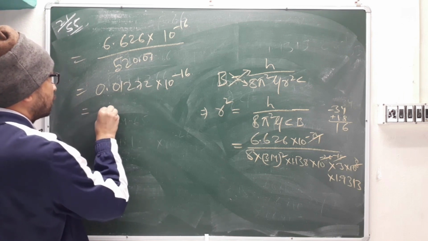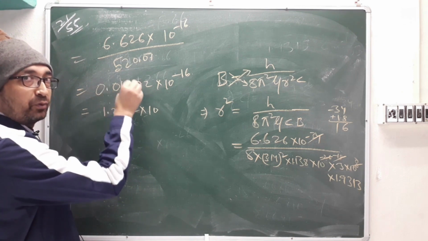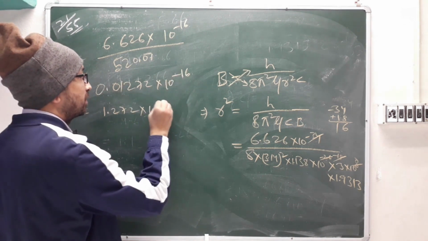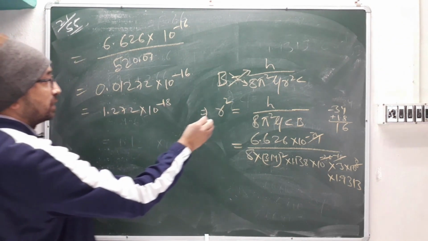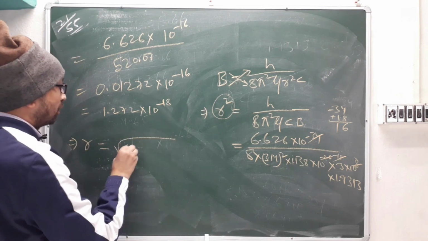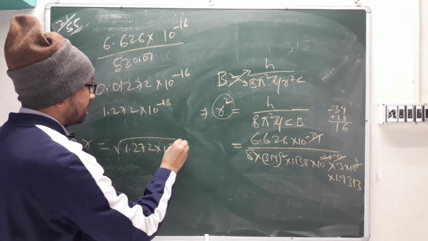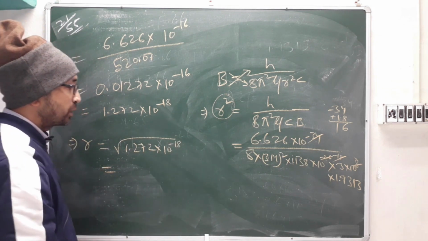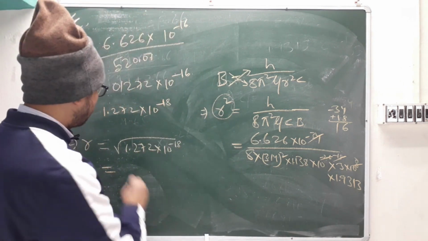So 1.272 into 10 to the power, so 2 places I am moving right side. So it will become minus 18, correct? Now this one is r square value, right? So for r, how much will it be? 1.272 into 10 to the power minus 18. Simply for 1.272, how much is it coming?